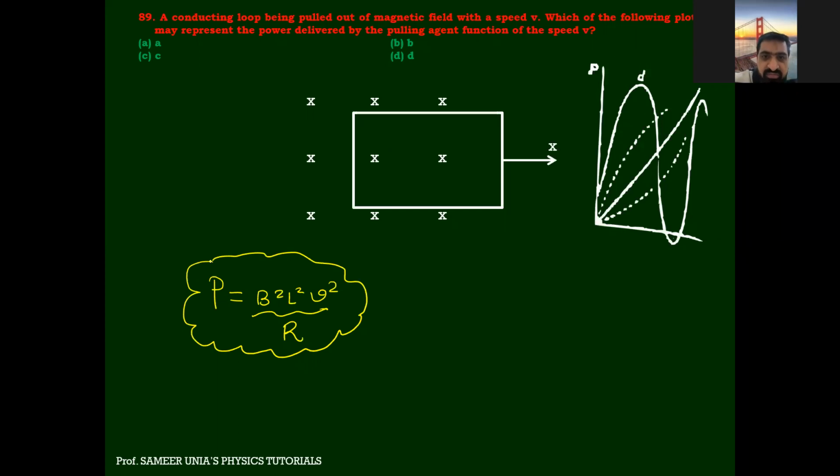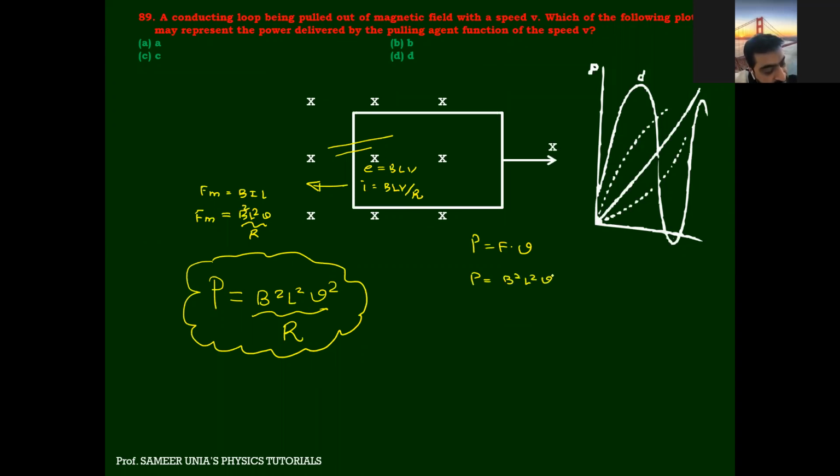How did it come? That I don't remember. So look, what was the actual formula? When a conductor cuts lines, we know what EMF will come: BLV. What current will come? E by R. On that, a magnetic force will act backward. According to Lenz's law, it will become B square L square V by R, and the power which needs to be supplied by the external agent will be equal to FV. Do you remember? Yes. B square L square V square by R.